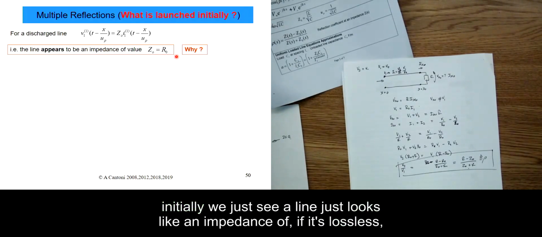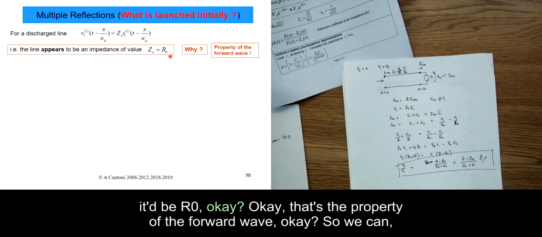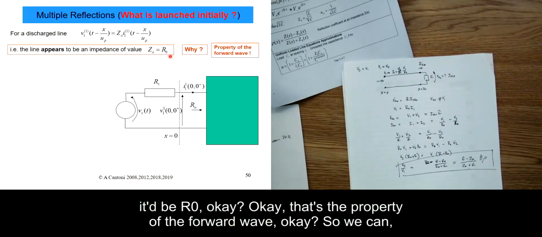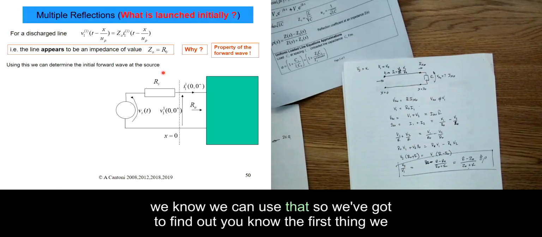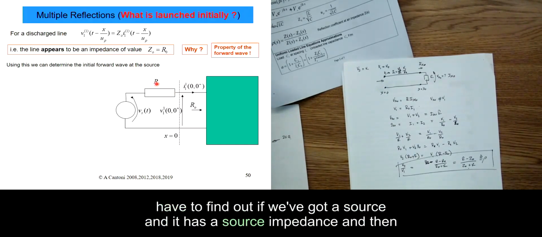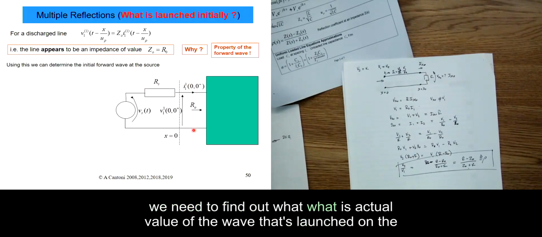Okay, so initially the line just looks like an impedance of, if it's lossless, R naught. Okay, that's the property of the forward wave. So we can use that. The first thing we have to find out, if we've got a source and it has a source impedance, is what is the actual value of the wave that's launched on the line.